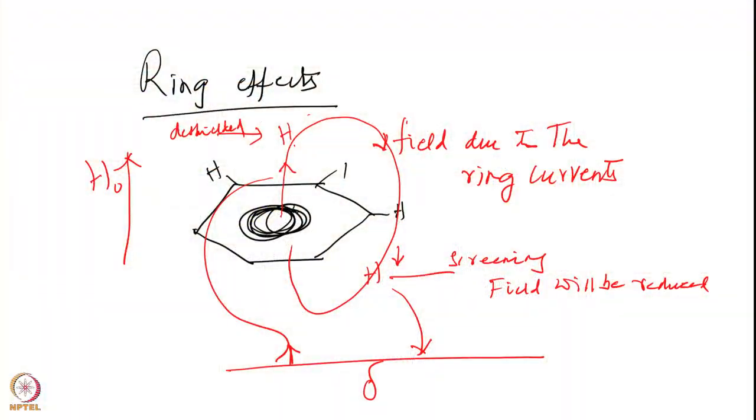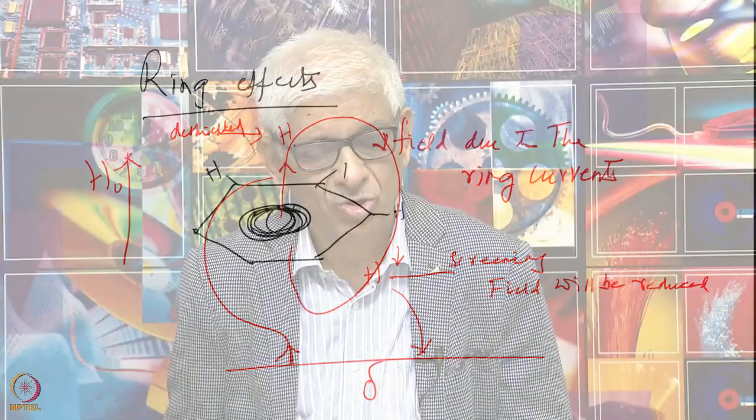Of course, I talked to you about the proton chemical shifts, but the same thing will apply to the other nuclei as well, C13 shifts or nitrogen 15 shifts. The same principles hold good whether it is a proton shift or carbon shift or nitrogen shift or phosphorus, whatever nucleus you are taking, the general principles are the same.